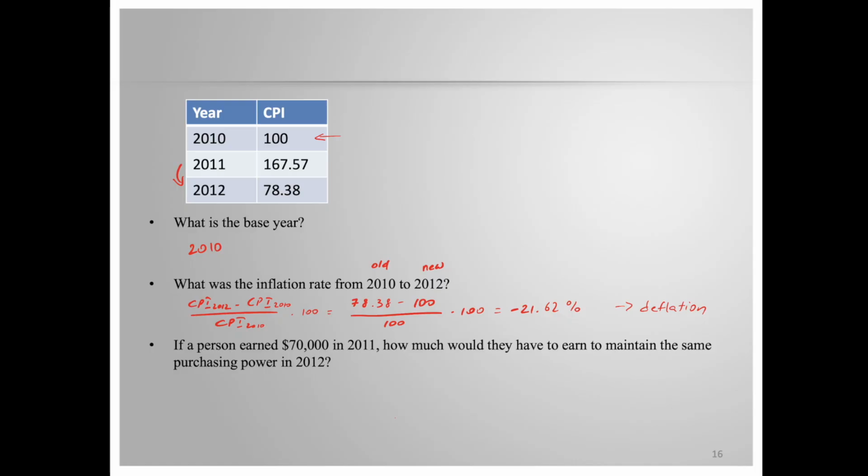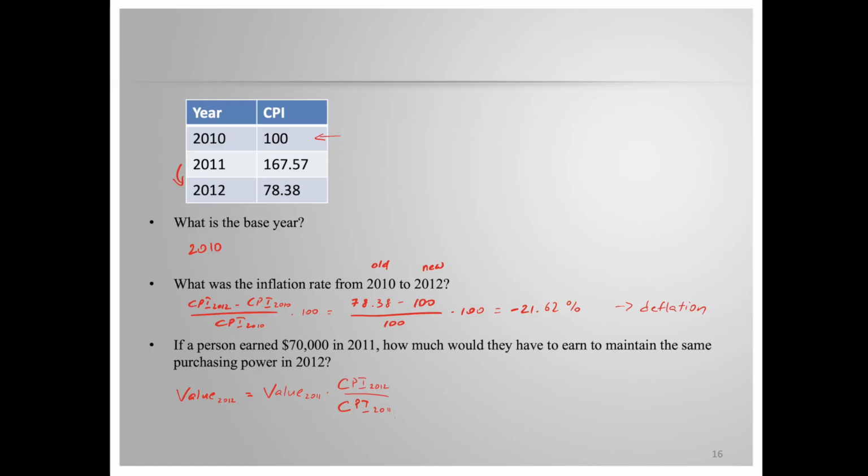And the final question. If a person earned $70,000 in 2011, how much would they have to earn to maintain the same purchasing power in 2012? This is called adjusting for inflation. If we want to get a value in 2012, we need to take the value in 2011, multiply it by CPI in 2012, and divide it by CPI in 2011.